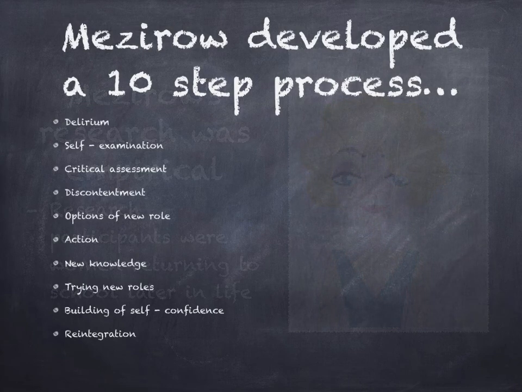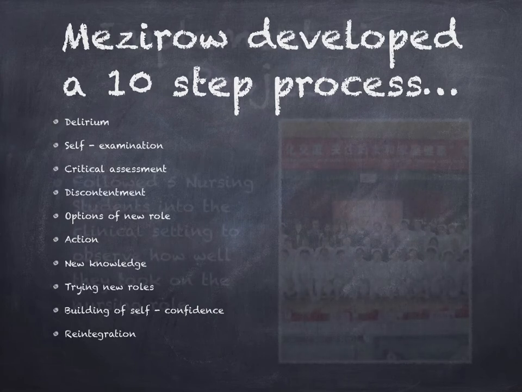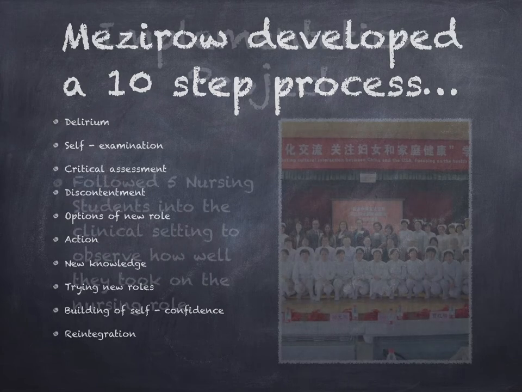The 10-step process included delirium, self-examination, critical assessment, discontentment, options of new role, actions to facilitate this role, new knowledge, trying new roles, building of self-confidence, and reintegration. When Mezirow developed this 10-step process, this is what he felt women that had been out of school for a period of time went through in order to achieve and grow into their new role.